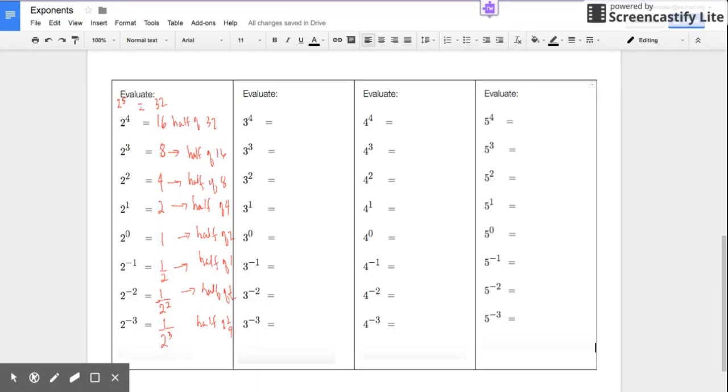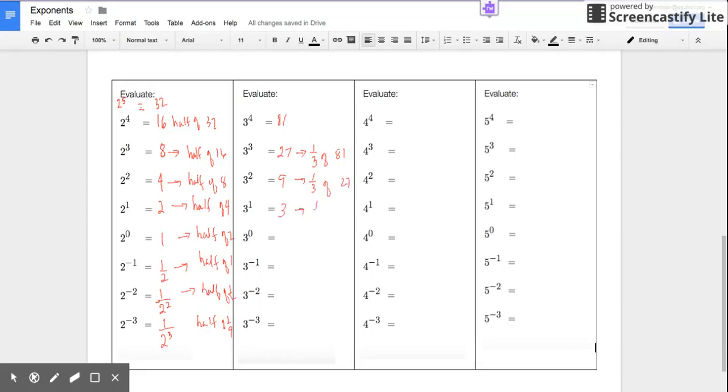So now let's evaluate the powers of 3's here. So 3 times 3 times 3 times 3 is 81. 3 times 3 times 3 is 27. Now, how is 27 related to 81? I noticed that if I divide 81 by 3, I'm going to get 27. So that means 27 is 1/3 of 81. Now, what is 3 squared? 3 squared is 9. And I noticed that 9 is 1/3 of 27. And 3 to the 1st is 3, which is 1/3 of 9.